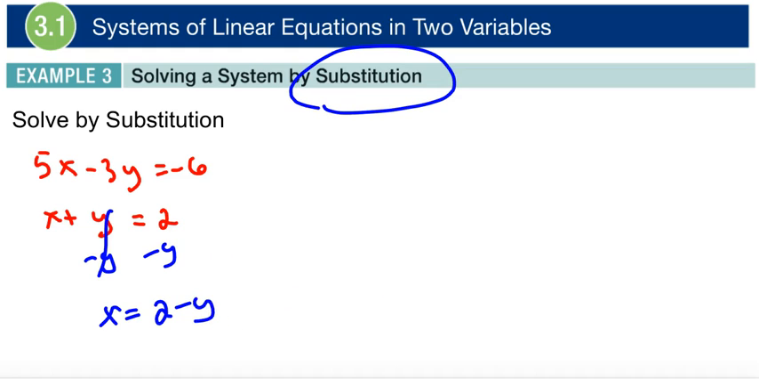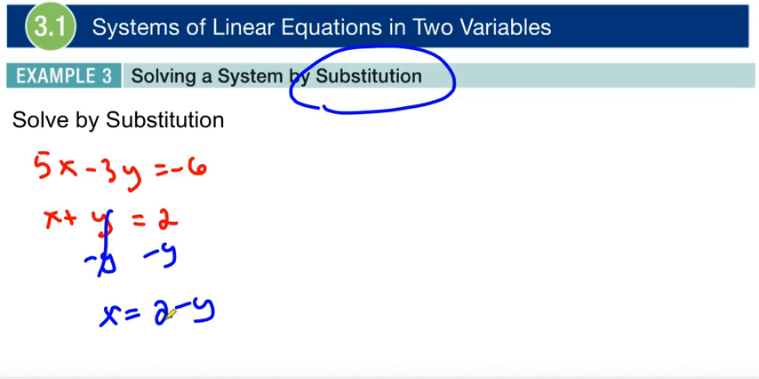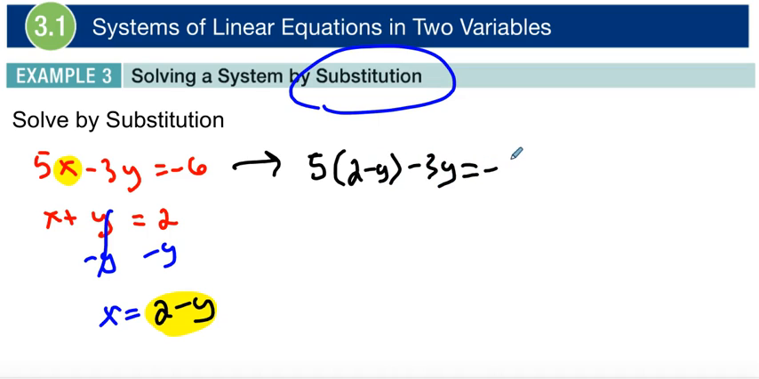Okay? Now, this is really cool here because if x is equal to 2 minus y, then what does this x equal? It equals 2 minus y. So what I want to do now is I'm going to take this equation right here, and watch what I'm going to do. I'm going to replace x with 2 minus y. So 5 times 2 minus y minus 3y is equal to negative 6.